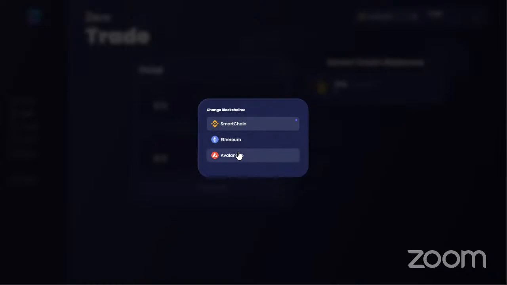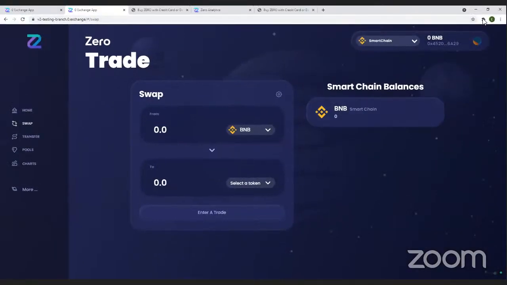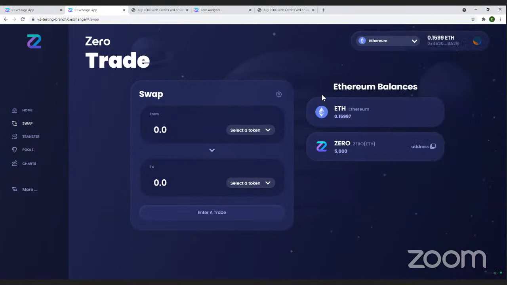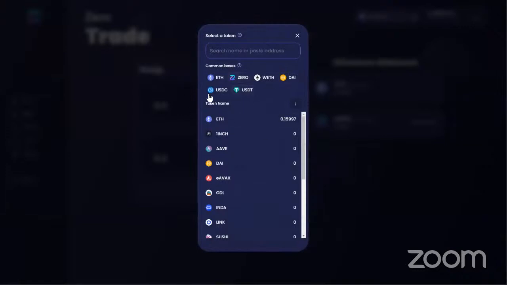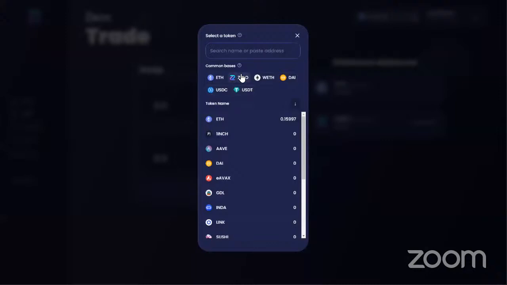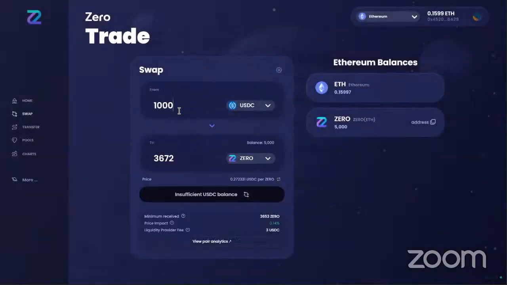So because we were showing earlier, most of your viewers are probably most familiar with Ethereum, so I will show that real fast. And I actually have to, so Ethereum doesn't let you switch back, believe it or not. Yeah, but it's coming. So there we go. If you're going on the swap page, you can go pick your asset. So if you want to do a USDC and you want to buy some Zero and you want to buy $1,000 of Zero, there you go.